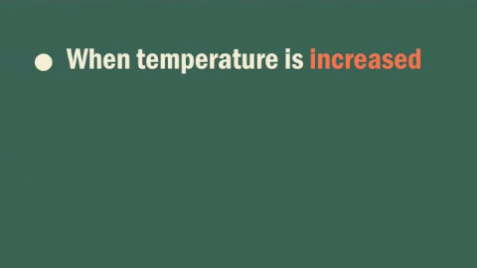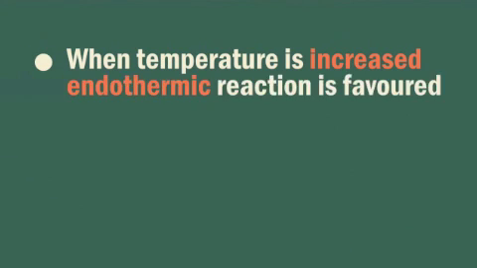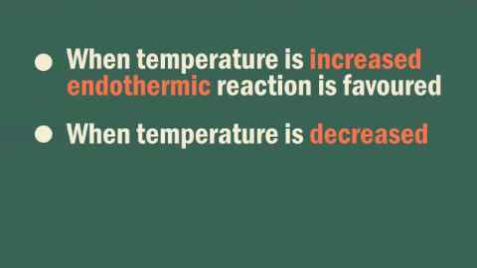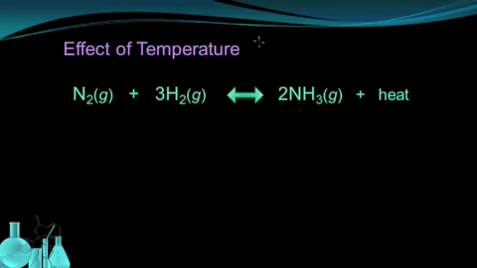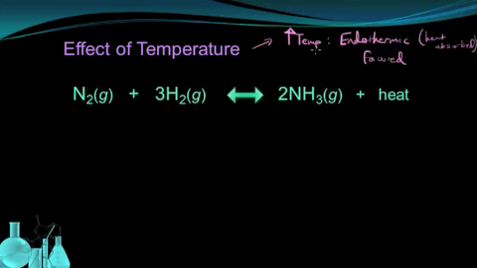When the temperature of a system at equilibrium is increased, the endothermic reaction is favored. When the temperature of a system at equilibrium is decreased, the exothermic reaction is favored. Now the effect of temperature is going to be different for an endothermic and an exothermic reaction, in that if temperature goes up, that means the endothermic direction is favored. The direction where heat is absorbed, that direction is favored. So an increase in temperature always results in a shift in the direction of the endothermic process. And that should make sense because if heat is absorbed, increasing the temperature is going to favor that because you're providing more energy, more heat.